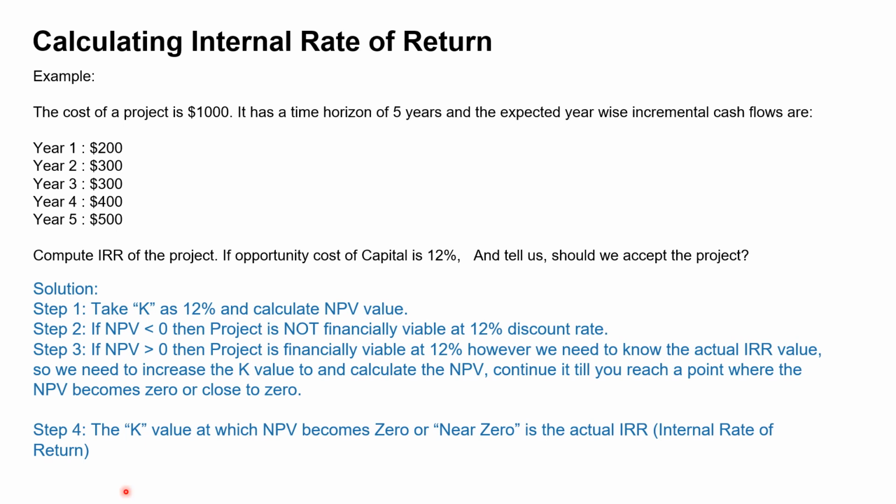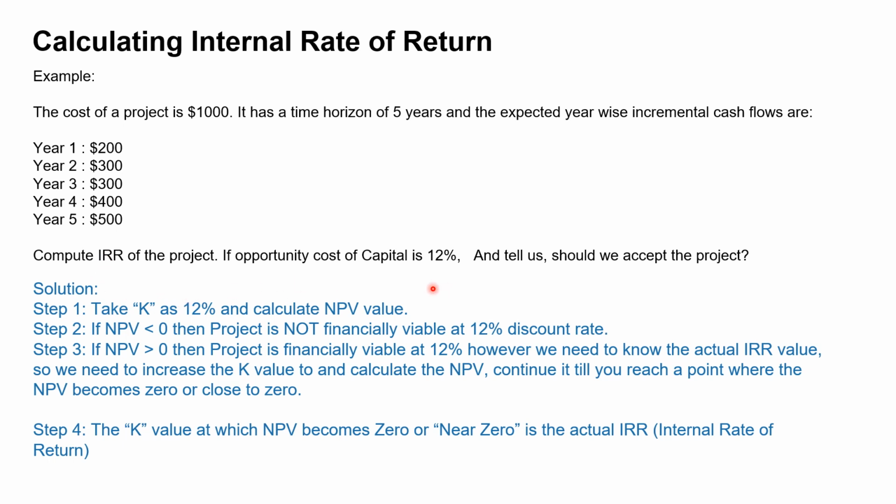Now we can consider the problem. The cost of a project is $1,000. It has a time horizon of 5 years and the expected year-wise incremental cash flow is given year-wise, that is 200, 300, and so on. Compute the IRR. We have to calculate the IRR of the project.